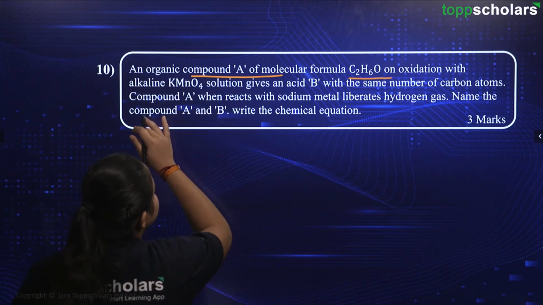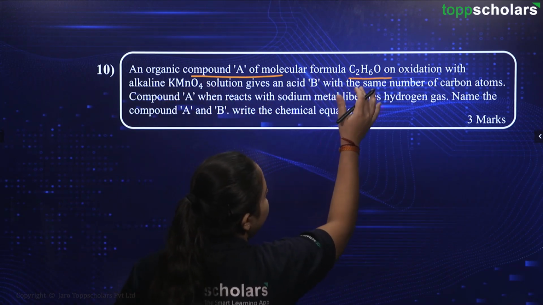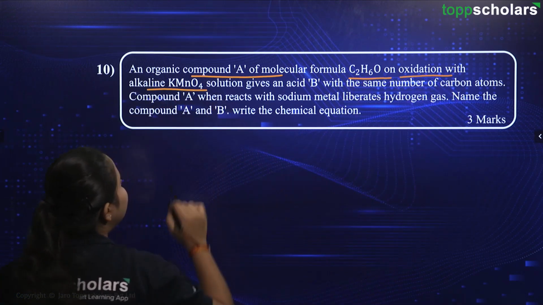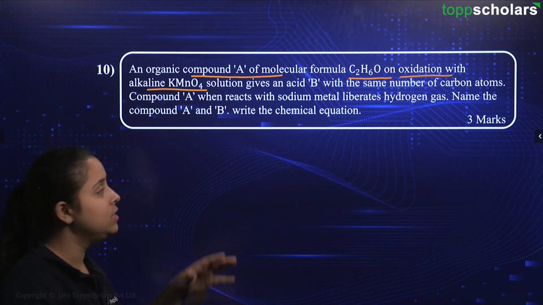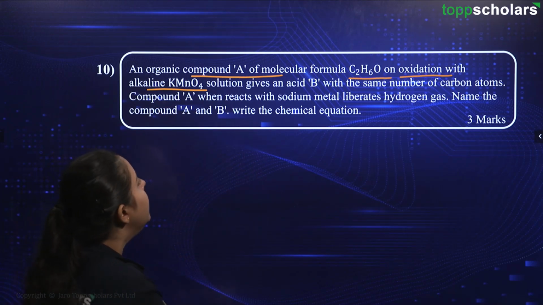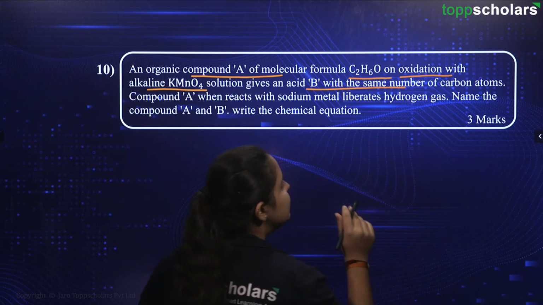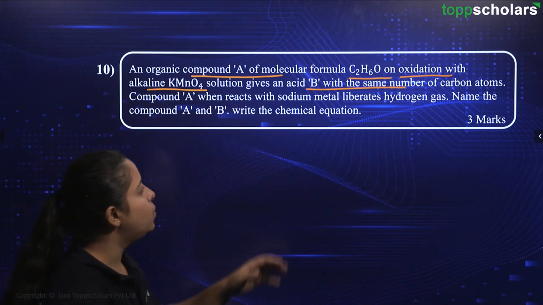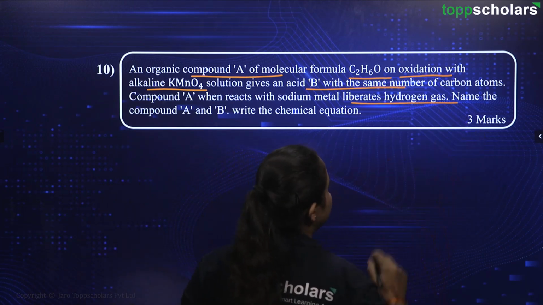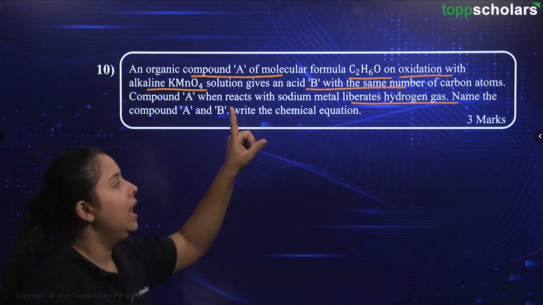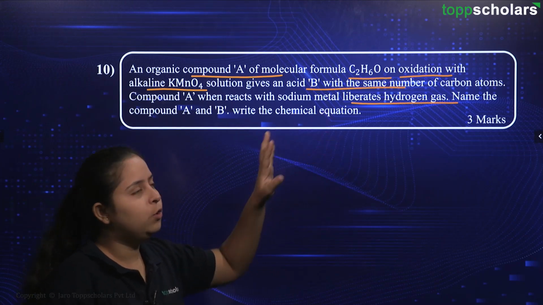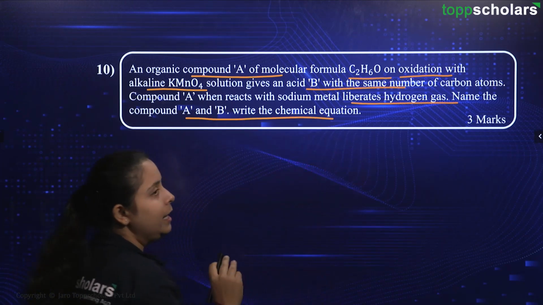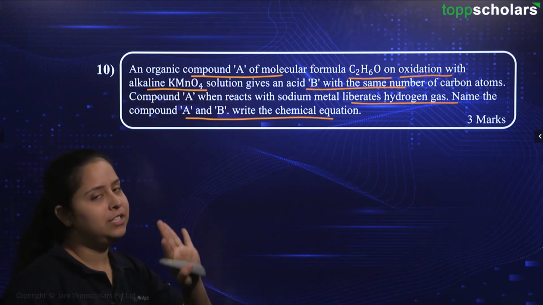So over here the question says an organic compound A of molecular formula C2H6O, on oxidation with alkaline KMnO4 solution, okay, this is an oxidation reaction going on, gives an acid B with the same number of carbon atoms. Now compound A, when it reacts with sodium metal, liberates hydrogen gas. Again a hint is given to you that hydrogen gas is being liberated. Name the compounds A and B, and write the chemical equations for all of these reactions.